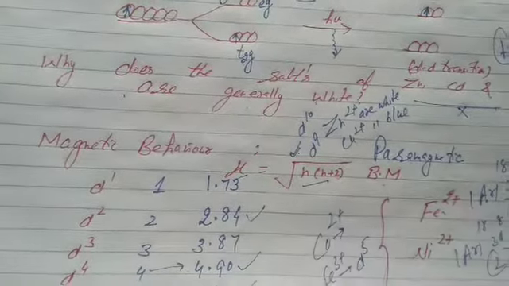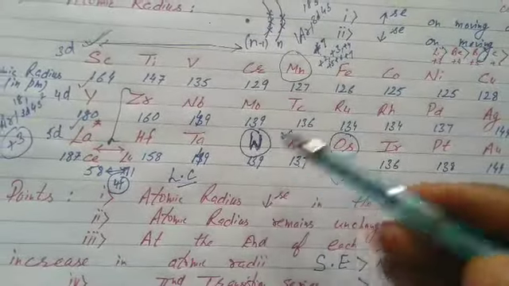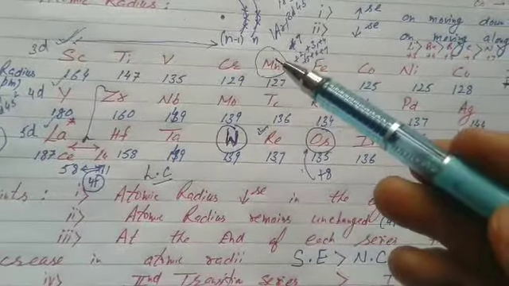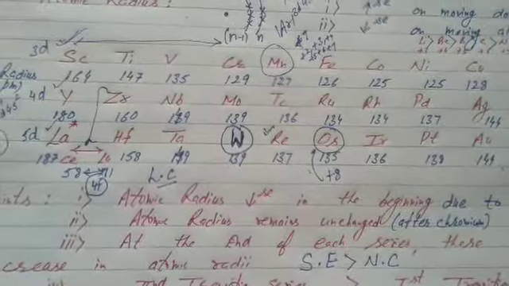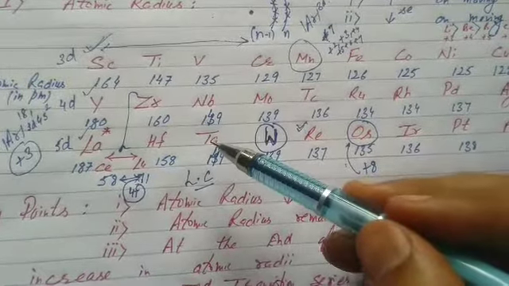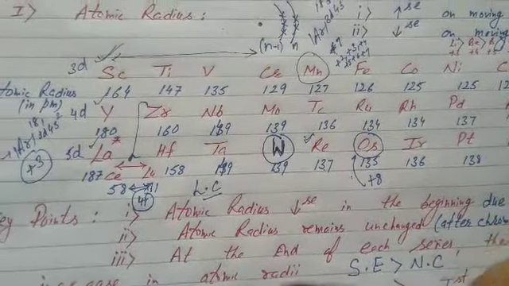Highest melting point is shown by which transition metal? Tungsten. Maximum oxidation state is shown by osmium. In the first transition series, maximum oxidation state is shown by manganese. Tantalum is resistant to corrosion. Thank you.